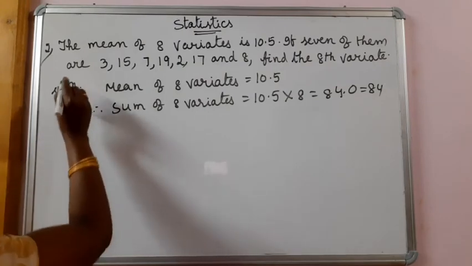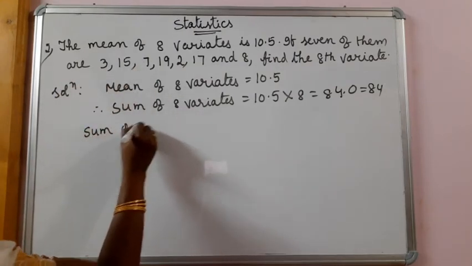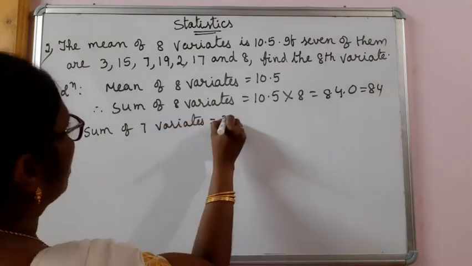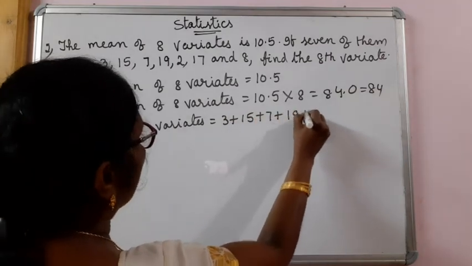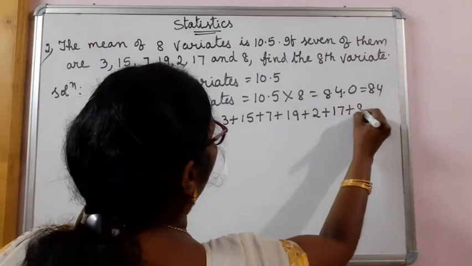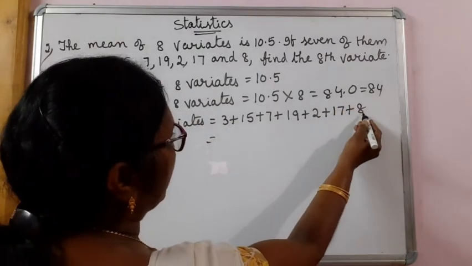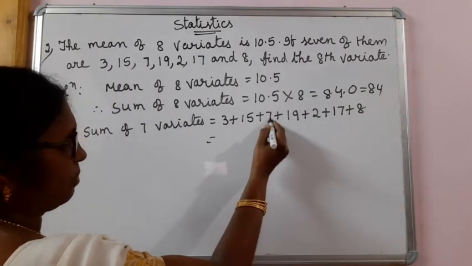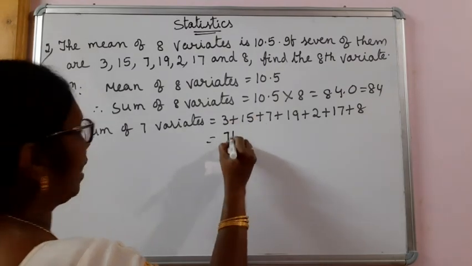And what is given? 7 variates are given to you. So the sum of 7 variates is equal to 3 plus 15 plus 7 plus 19 plus 2 plus 17 plus 8. Let us add: 17, 8, 25, 27, 36, 46, 53, 58, 68, 3, 71.